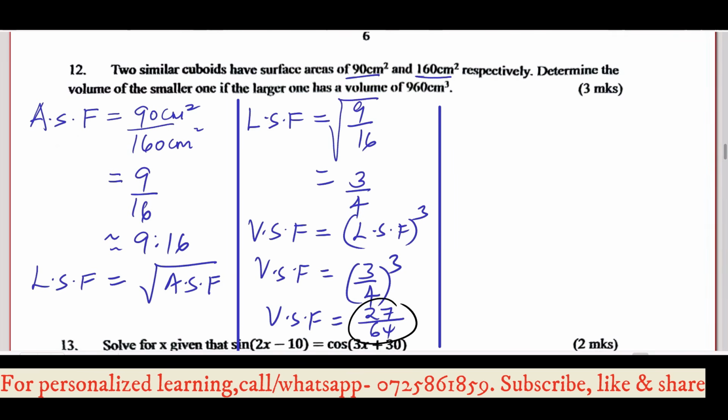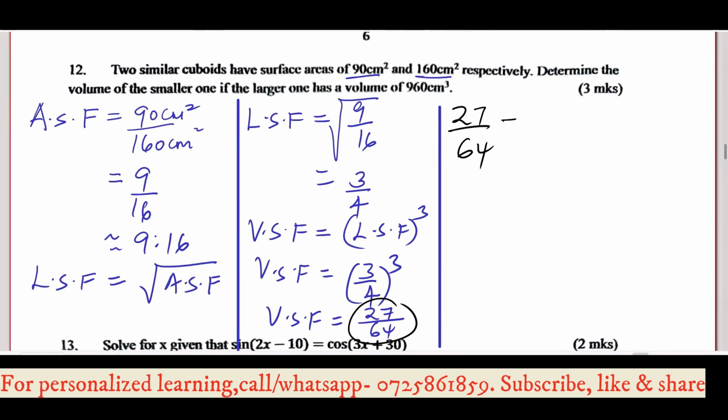This will assist us now to get the volume of the smaller cuboid. So remember, this ratio, which is the volume scale factor, 27 divided by 64, we used the smaller cuboid on the numerator, then divided by the bigger cuboid in the denominator.